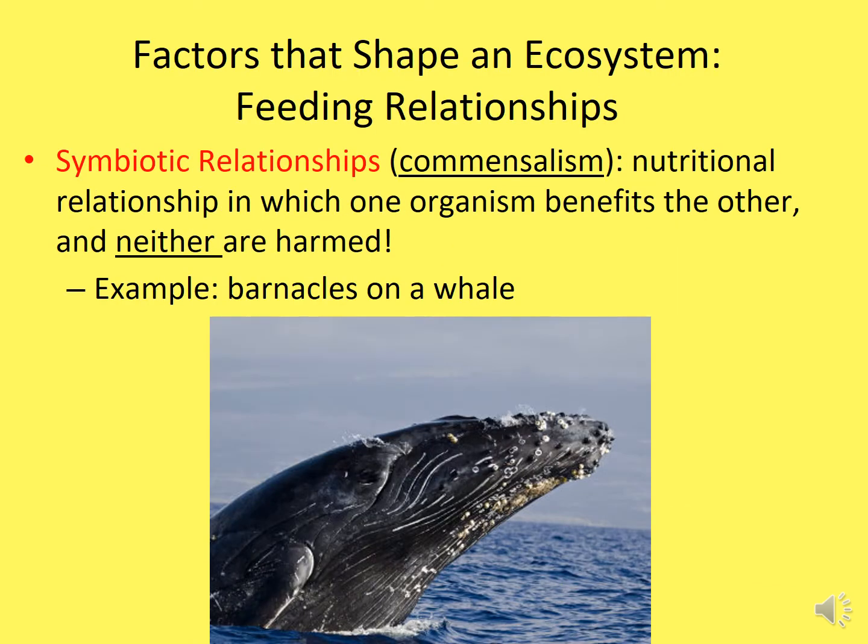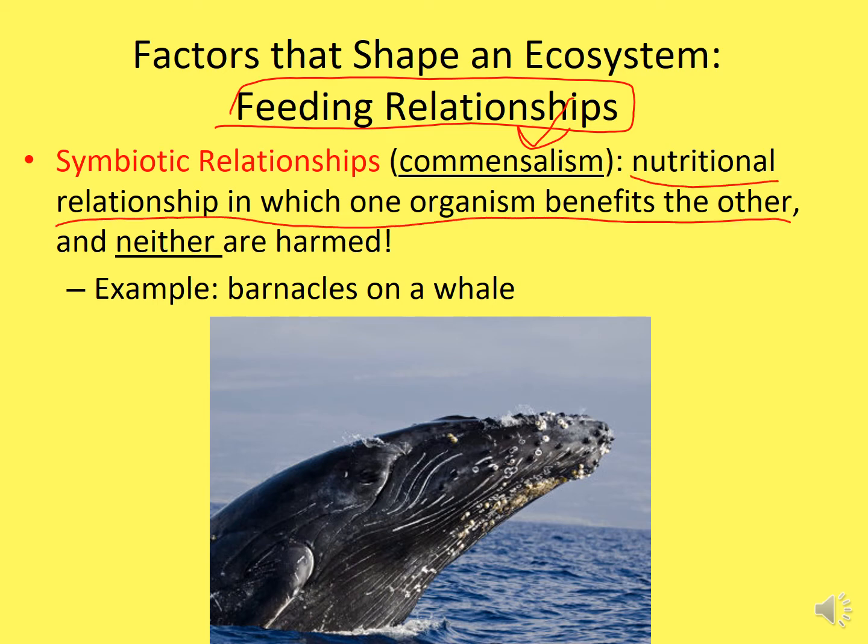So let's talk about symbiotic relationships. Symbiotic relationships are very, very important. You will see this on your test. Symbiotic relationships are basically known as feeding relationships. But the first one we're going to talk about is commensalism. So commensalism is a nutritional relationship where one organism benefits from another one, but the other one is not harmed. So you see the barnacles on the whale.